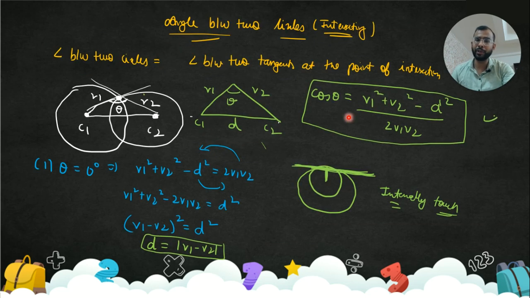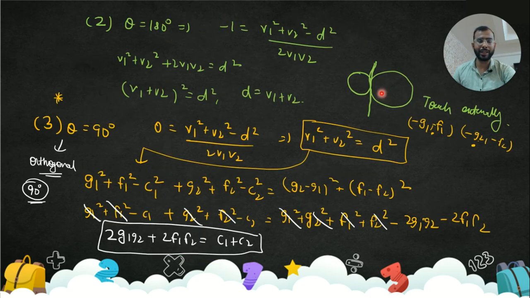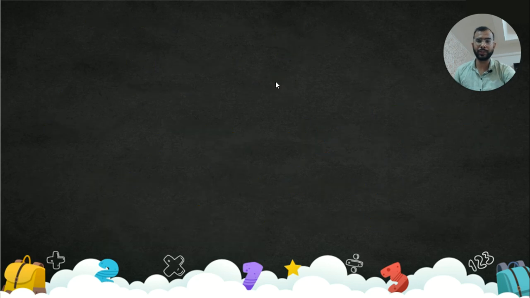Then we discuss the angle between two circles: cos theta equals r1 square plus r2 square minus d square upon 2 r1 r2, where theta is the angle between the two tangents. First case, if theta is 0, d is r1 minus r2, internally touch. 180 degrees, externally touch. Theta is 90 degrees, very important, orthogonal: 2 g1 g2 plus 2 f1 f2 equal to c1 plus c2. d is the distance between the two centers, right?